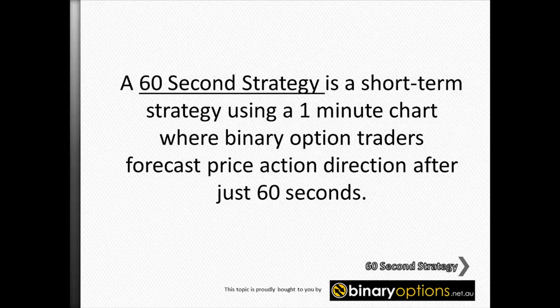So what is binary option? Binary options traders use a 60-second strategy to trade forecast price direction after just 60 seconds. By using 1-minute bars on a short-term price chart along with a high probability setup, traders can accurately place either a call or a put trade with the view that the binary option trade will expire in the money.